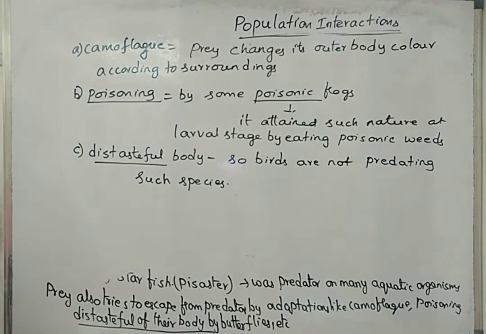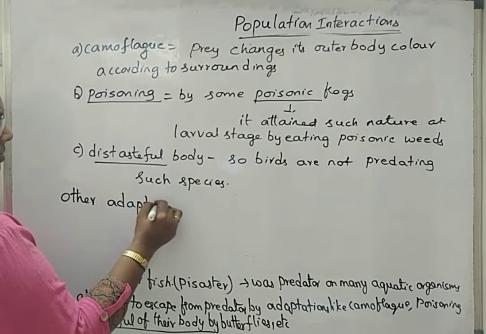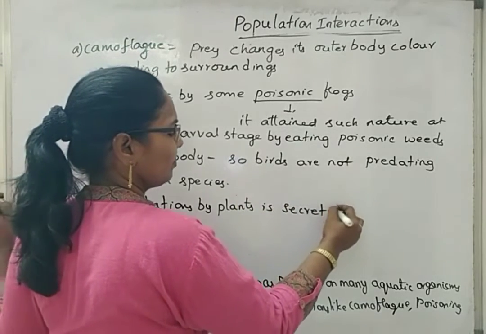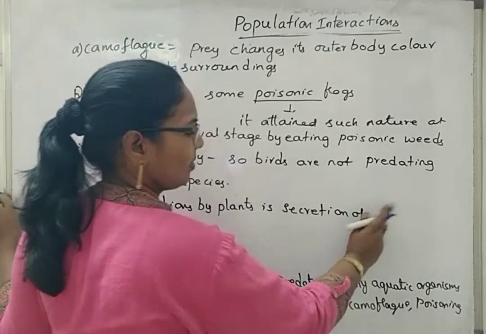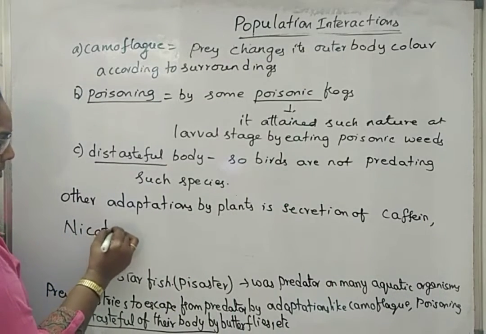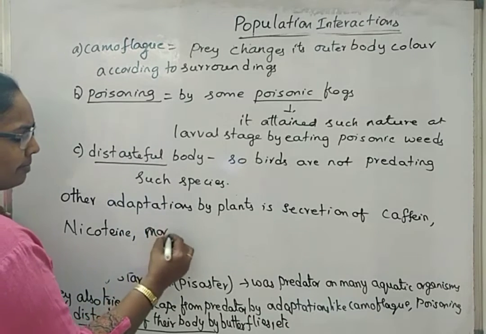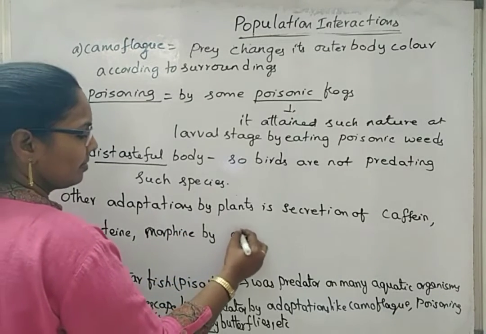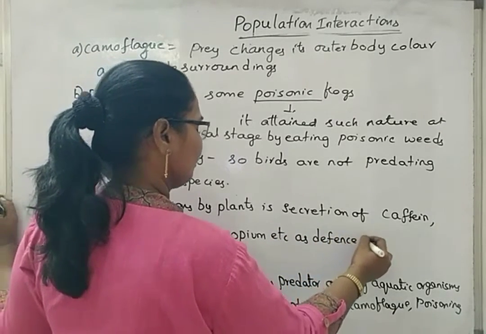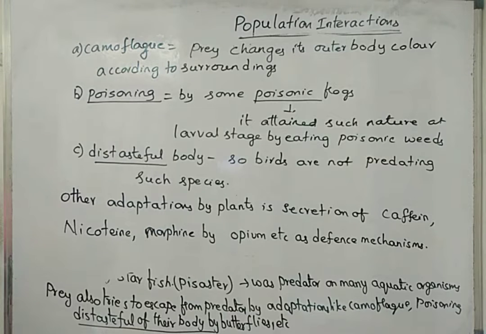We have many different types of such adaptations. Other adaptations by plants are the secretion of caffeine, nicotine, morphine by opium, etc. as defense mechanisms. This is about predation.